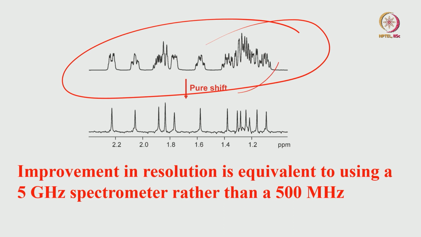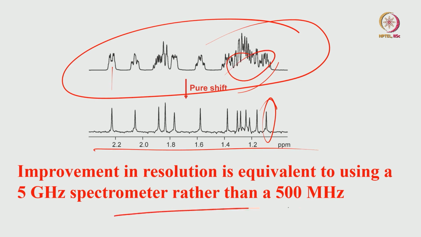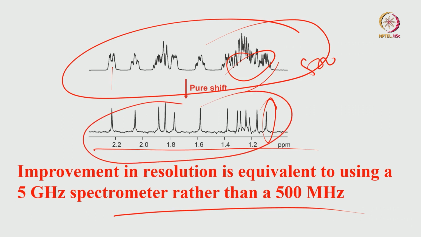When we do this broadband decoupling, each peak corresponds to a single peak. There are so many protons, each of them gives a particular chemical shift. So all this multiplicity pattern disappears. This is as good as telling, instead of 500, let us say this spectrum is at 500 megahertz, I would say we have obtained this spectrum at 5 gigahertz, as good as obtaining the spectrum at 5 gigahertz resolution.